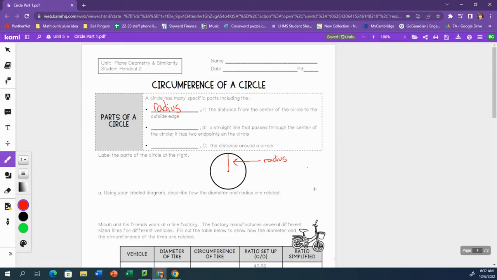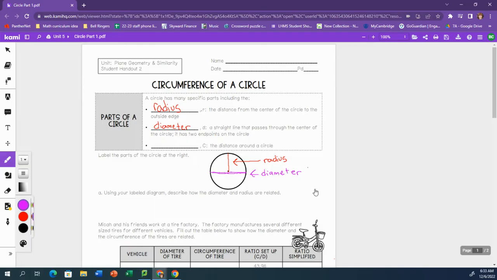And then the circumference, or I'm sorry, the diameter, and that goes all the way across. Let's pick a different color for the diameter. Right here. I should have a ruler. There we go. So that right there is the diameter.